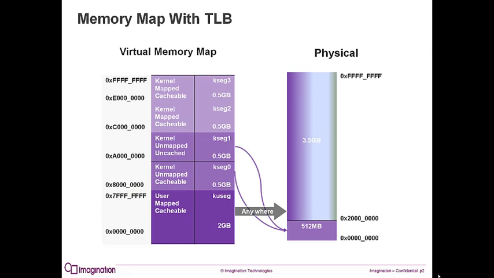The difference between the two is KSEG0 addresses are cacheable and can be used once the cache has been initialized. KSEG1 addresses are non-cacheable and are used at boot time and for memory mapped I/O.